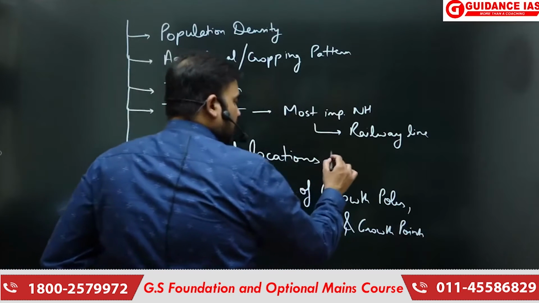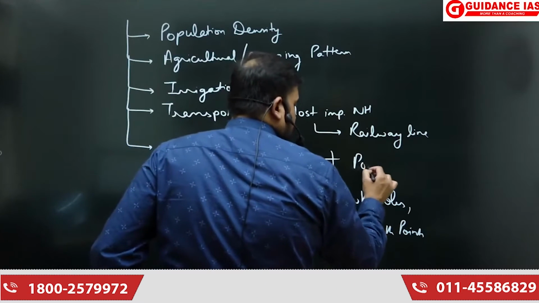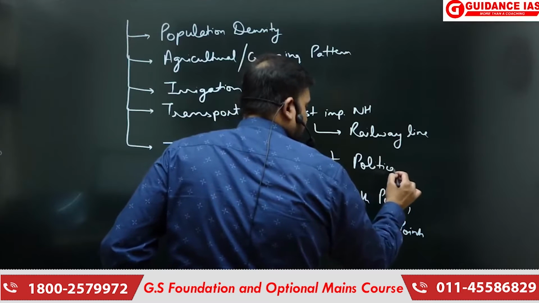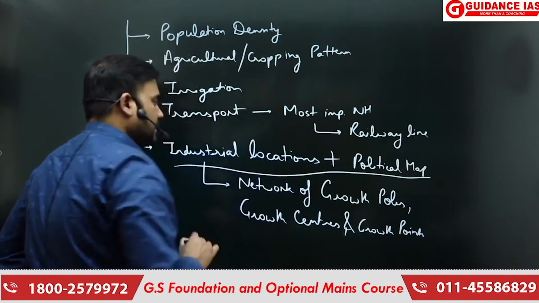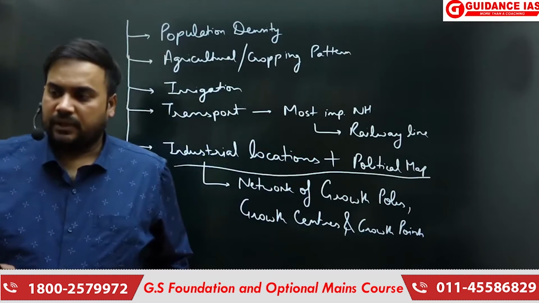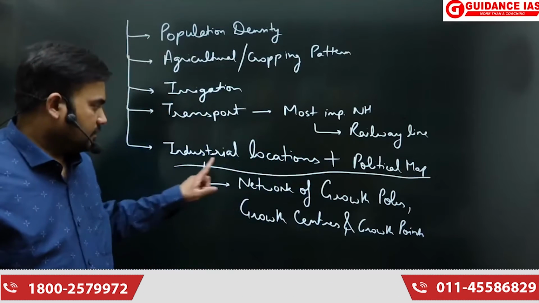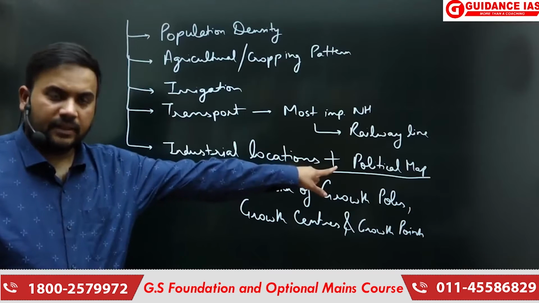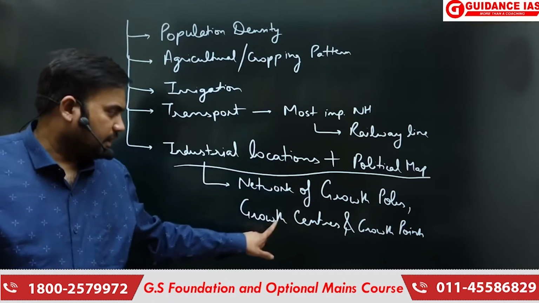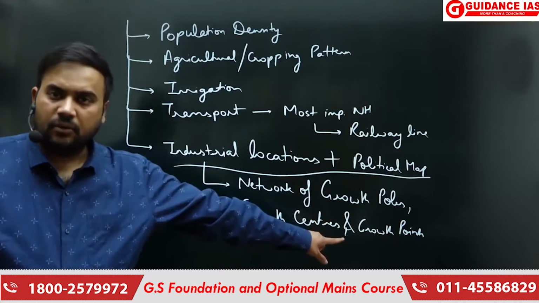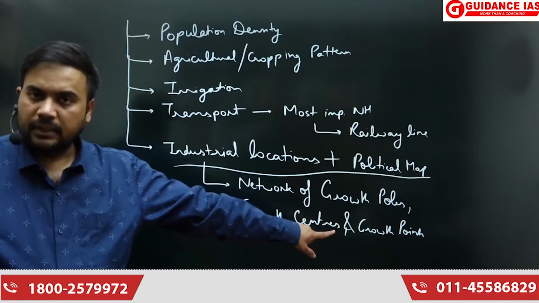This industrial location map, plus the political map where major urban centers would be given. So can I say that all these will give me an idea of which are the major growth poles, which are the growth centers, and which are the growth points of that region? Tell me.